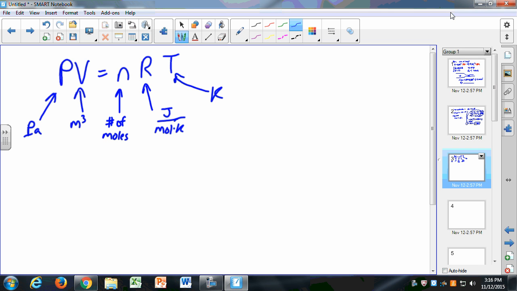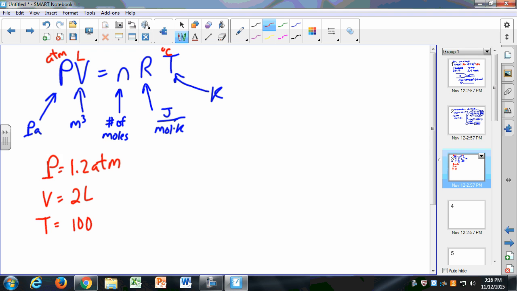So things you want to watch out for is often T is given in degrees Celsius. Sometimes volume is given in liters. Pressure is often given in atmospheres. You just got to make sure that you convert all those to the right unit. So say, for example, I give you a problem where the pressure is 1.2 atmospheres, the volume is, say, 2 liters, and the temperature is 100 degrees Celsius. I'll need to convert all those things.